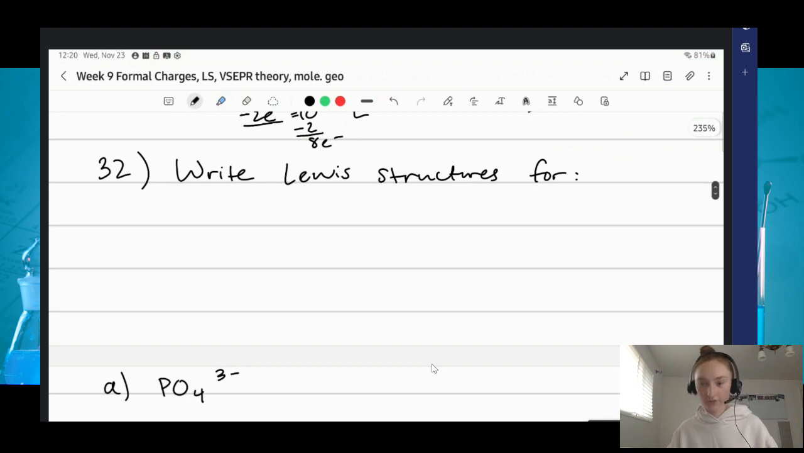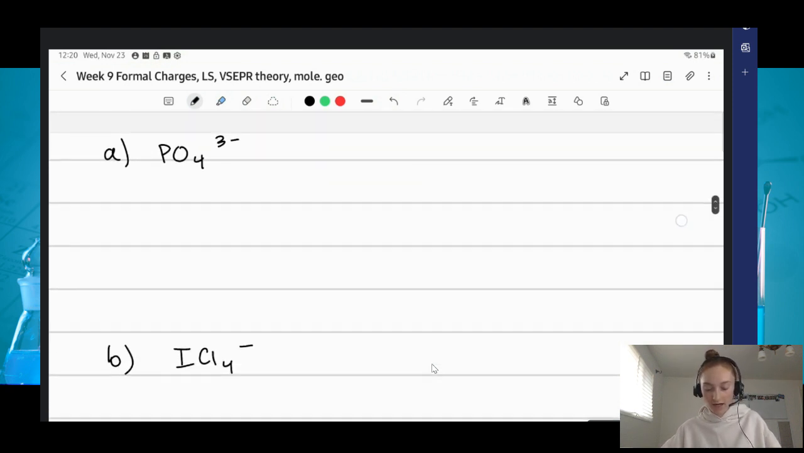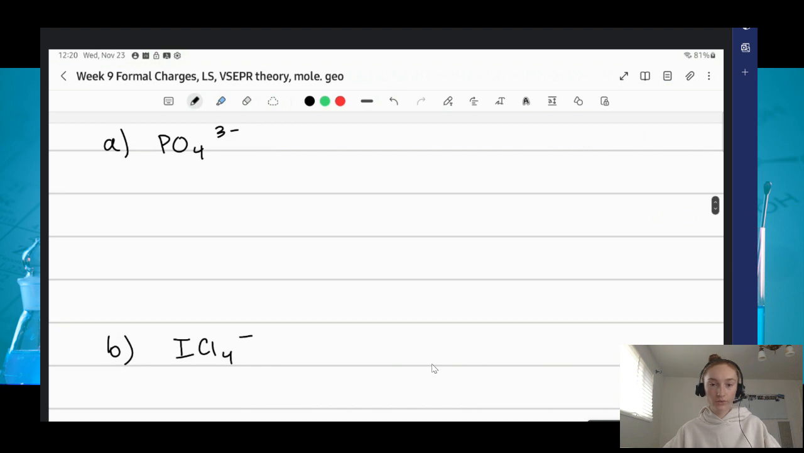Okay, it's also a Lewis structure if you haven't noticed the pattern yet. Write the Lewis structures for the following, and this is a phosphate ion. The only difference right now is that we're working with ions instead of neutrally charged molecules. Since this has a charge, we will just add more electrons to our total amount of valence electrons that we're working with.